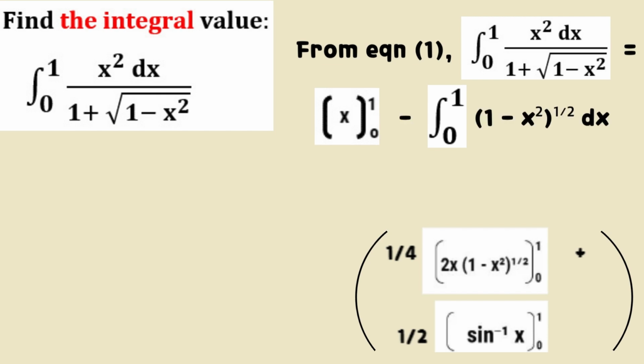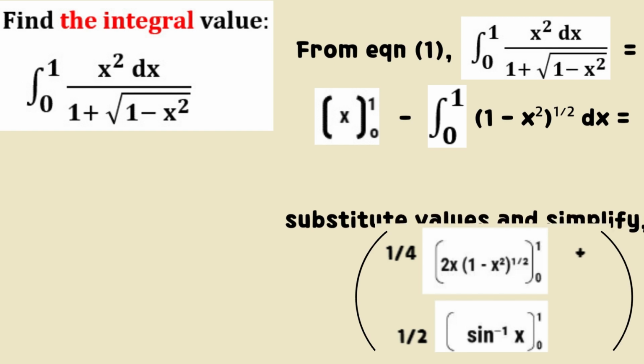From equation 1, the integration of the given function equals the sum of x and the integration of the square root of 1 minus the square of x, which we integrated. Substituting values and simplifying on the way, we get the result shown on the screen.